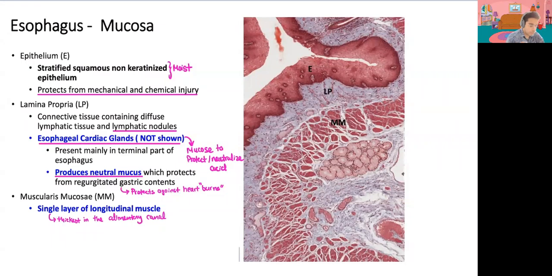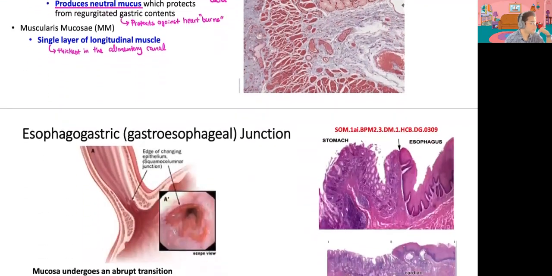So important. What you need to remember also is that it produces neutralizing mucus from the esophageal cardiac glands. These are not cardiac glands like your heart, okay? Don't get it twisted. Although they might be found more in the cardiac region of your esophagus, closer to the stomach, because that's where a lot of your acids are springing up. So keep that in mind.